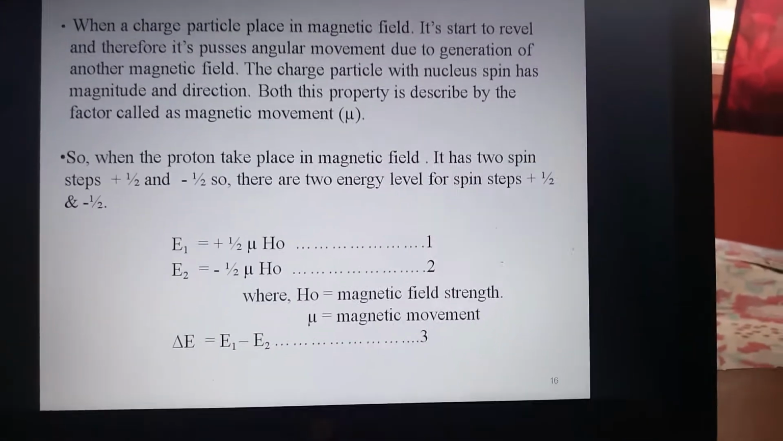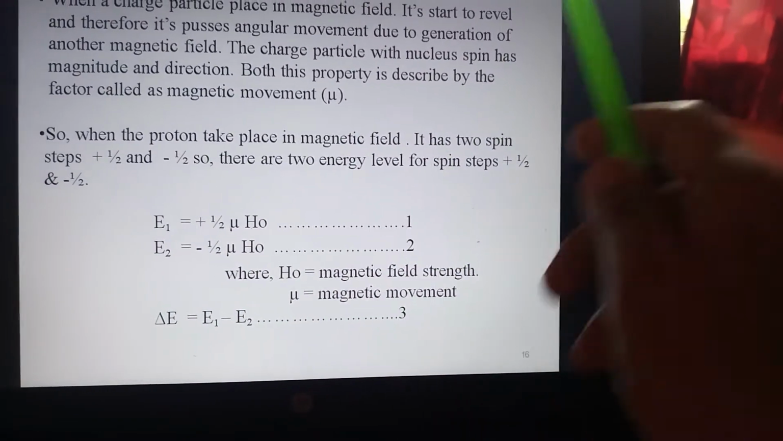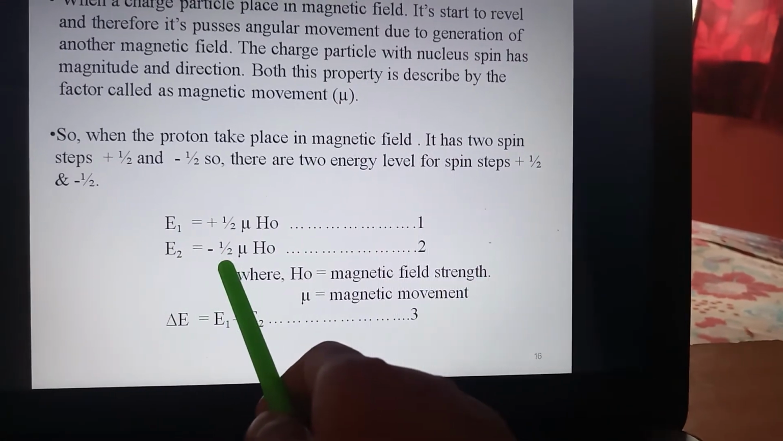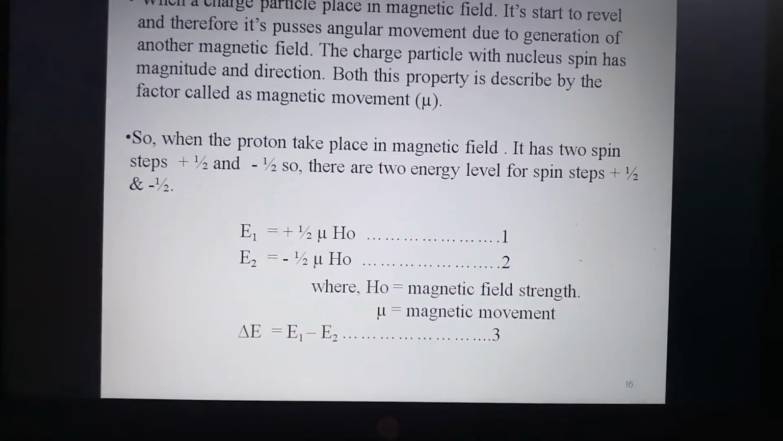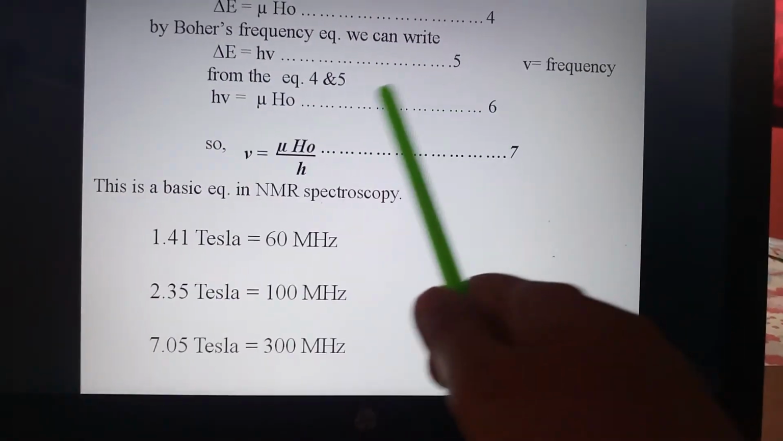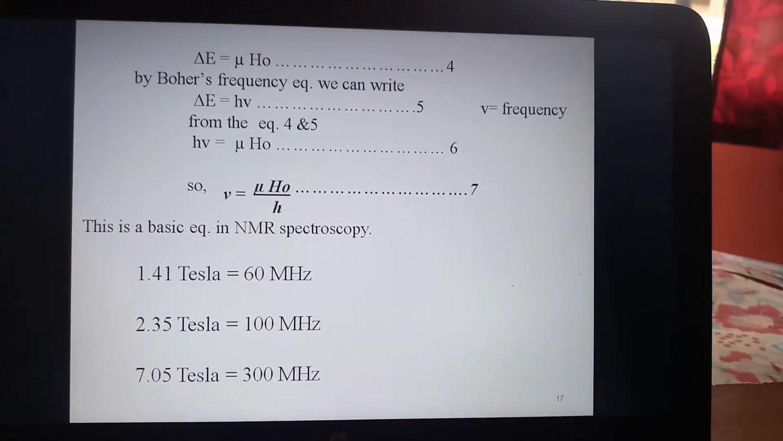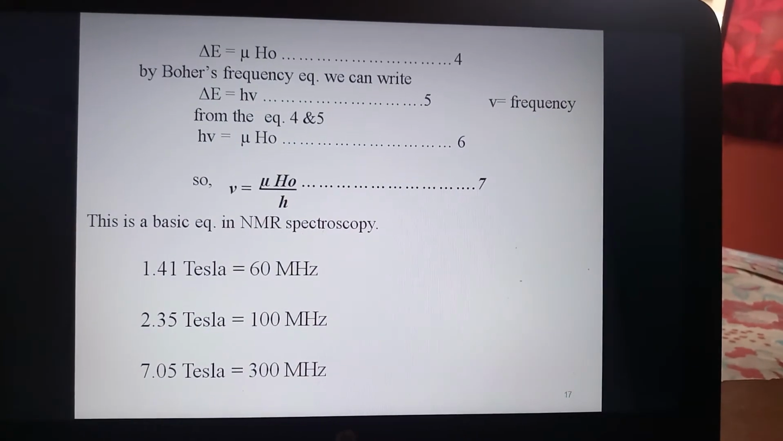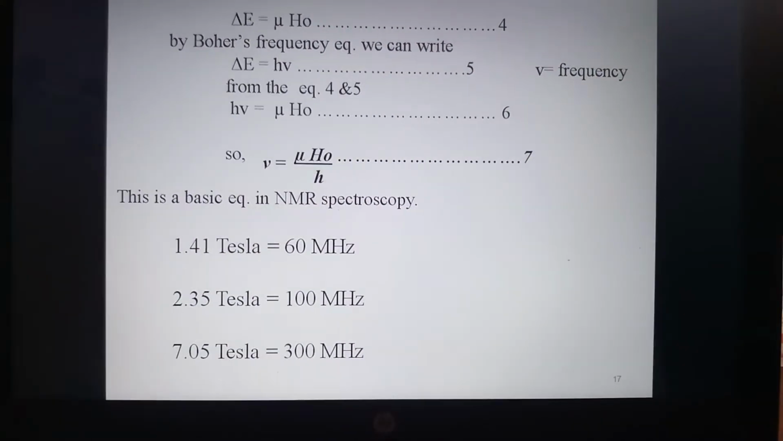We can calculate it: E1 is equal to half mu H0, where H0 is the magnetic field strength which is applied and mu is the magnetic moment, and E2 is minus half mu H0, and delta E is equal to E1 minus E2. So delta E is equal to mu H0. By Bohr's frequency condition, we can write delta E is equal to h nu. From equations 4 and 5, h nu is equal to mu H0. So nu is equal to mu H0 by h. This is the basis of any NMR spectroscopy.